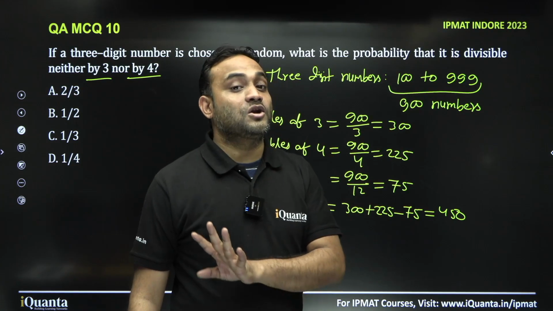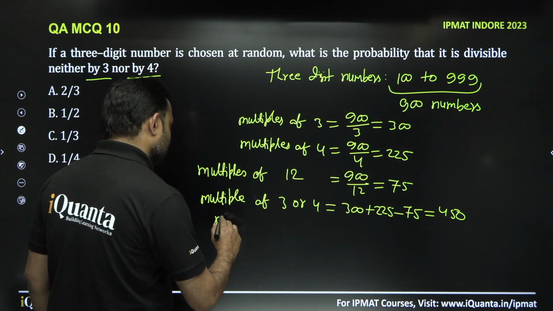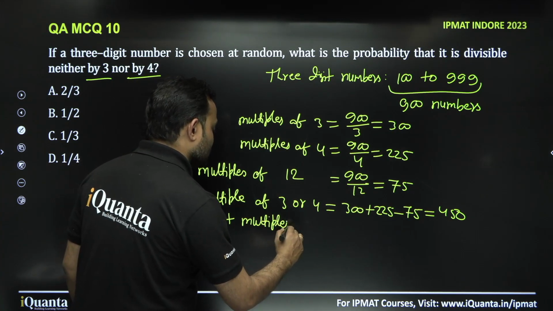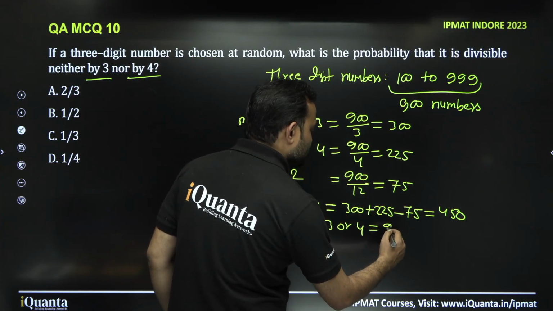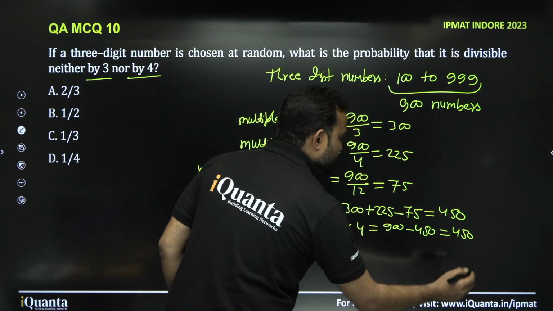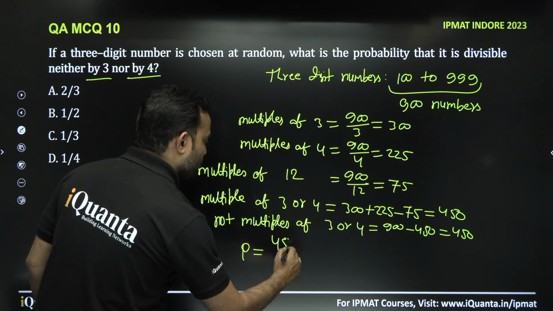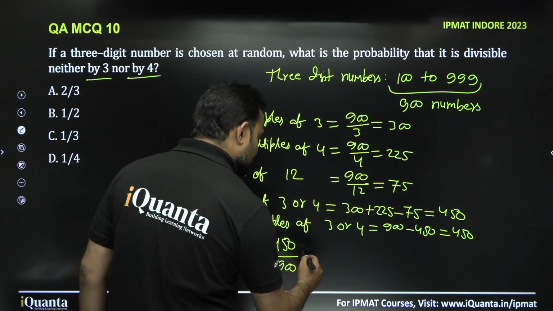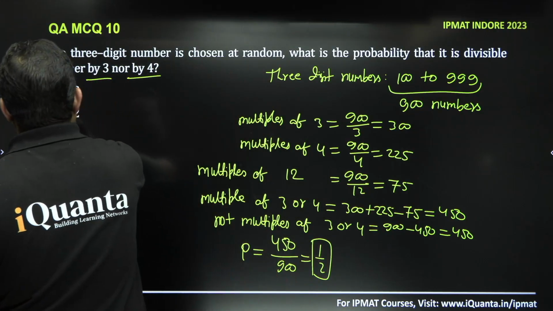So how many are not multiple of 3 or 4? So not multiples of 3 or 4 will be total 900 minus 450, which is equal to 450. So what will be our probability? So 450 which are not multiple of 3 or 4 divided by total 3-digit number. This gives us 1 by 2, and that is your answer.